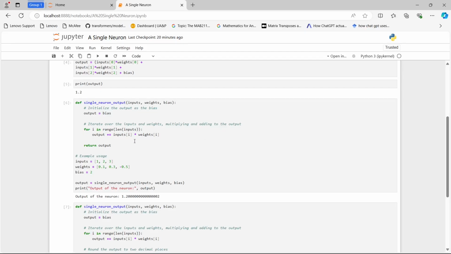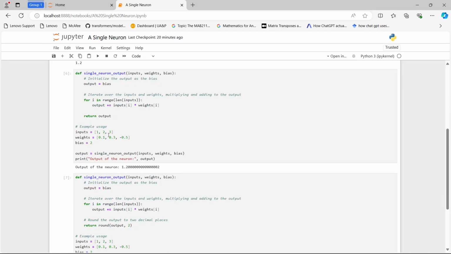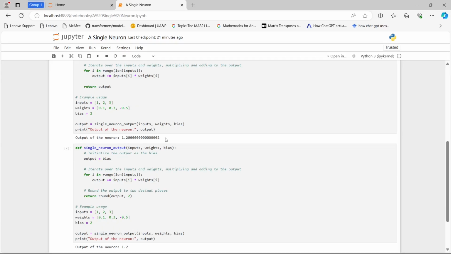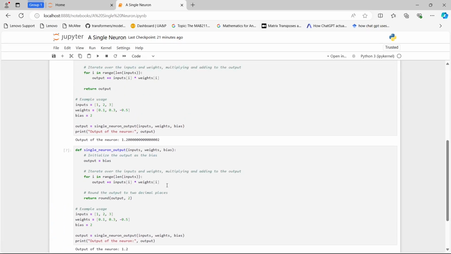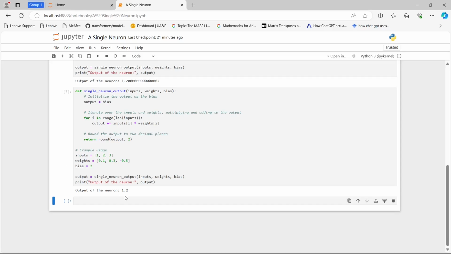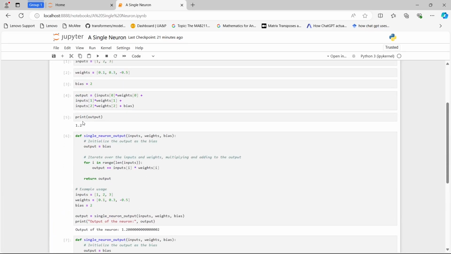So for i in range of the length of inputs, we have output plus equals, which means every time we add the input times the weights as it iterates over the inputs and weights, and then we return the output. Then we give the values of inputs, weights, and bias, plug them into our function, and we get these results, 1.2. This one at the bottom is just a rounding off of the values, so we have 1.2, which is equivalent to the first one that we have.